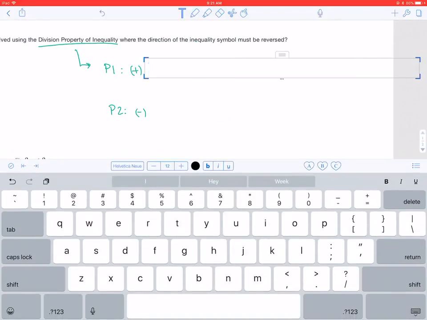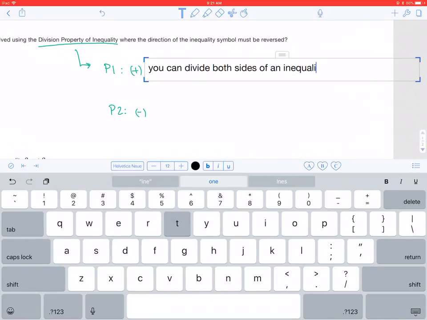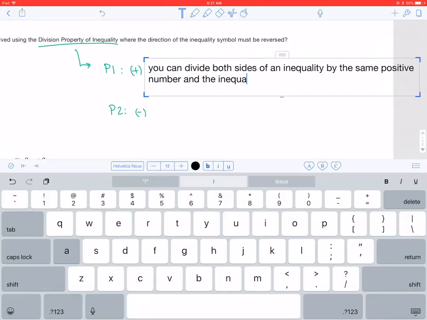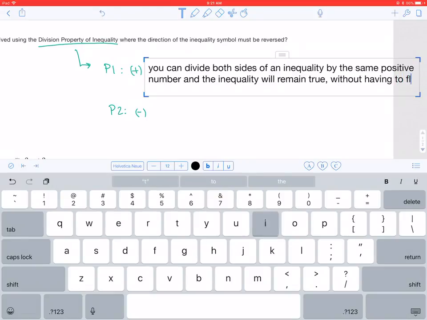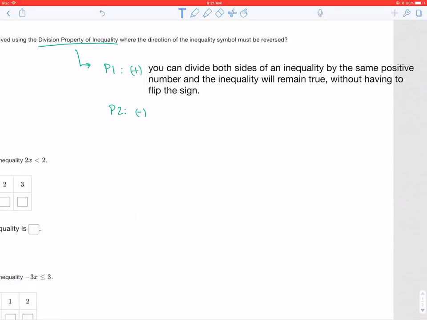So for what I would put here for part 1 is that you can divide both sides of an inequality by the same positive number, and the inequality will remain true without having to flip the sign. So that's what we did in exercise 2.